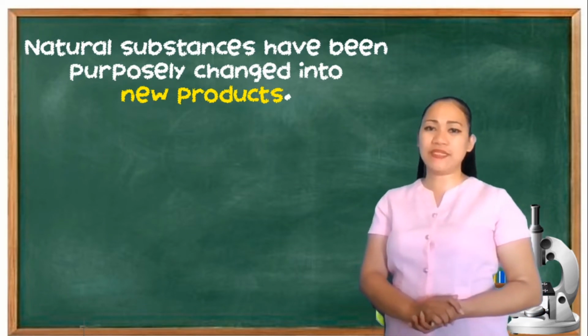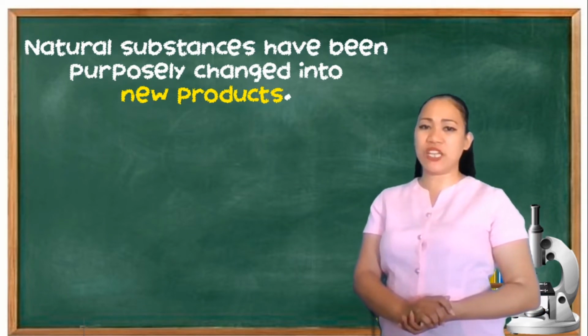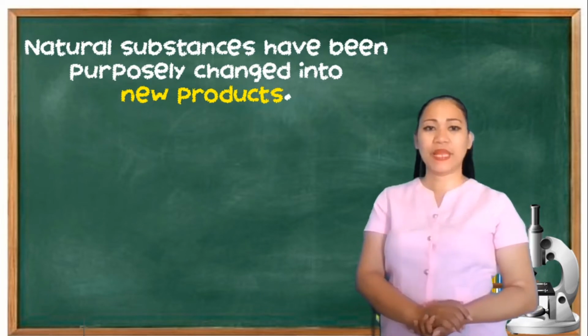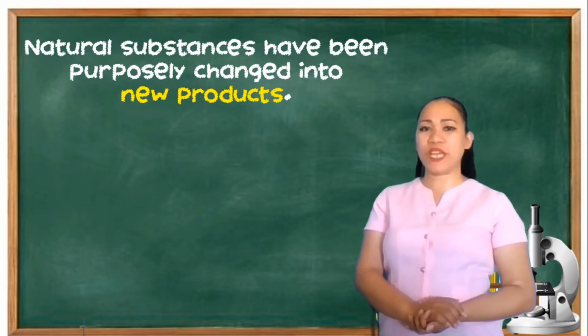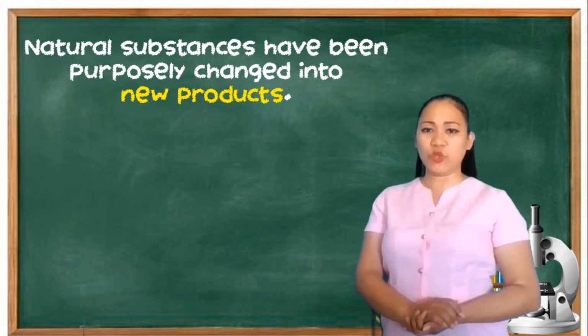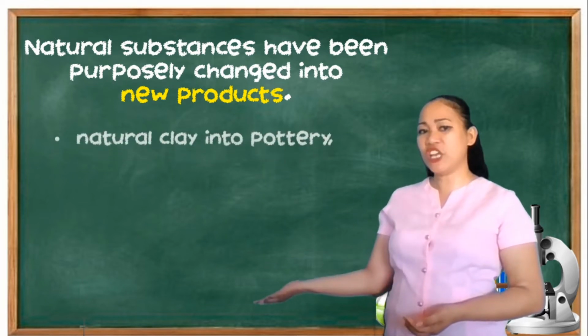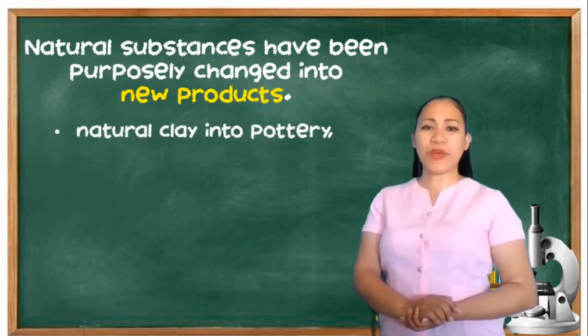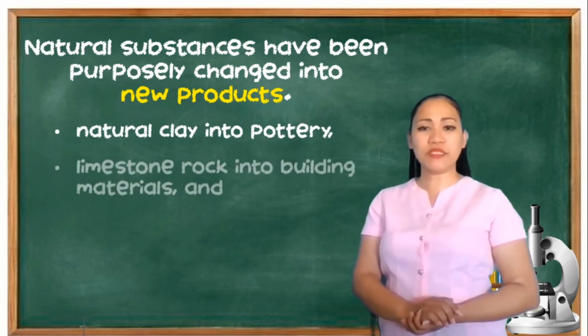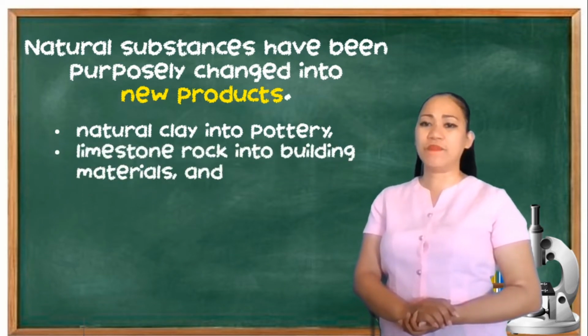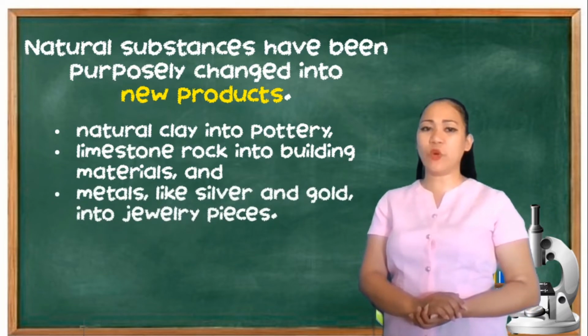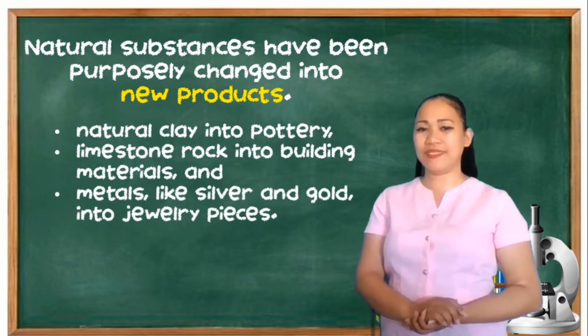You undergo transformations since well before the beginning of recorded history. Natural substances have been purposely changed into new products. The changes brought about by humans for their own use include conversion of natural clay into pottery, limestone rocks into building materials, and metals like silver and gold into jewelry pieces.